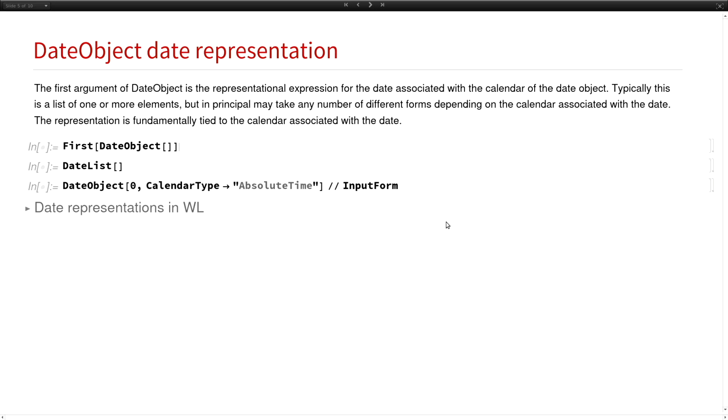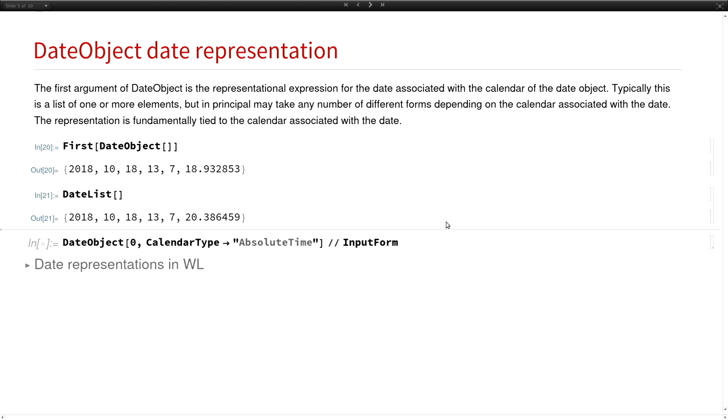So when we look at the representation of a date within date object, what we're looking at is the way that the specific calendar we're using chooses to categorize time. So if we look at the first argument of a canonically generated date object, it is essentially the same thing as a date list. We separate the fields out into year, month, day, hour, minute, and second. And those values correspond to important elements associated with a calendar.